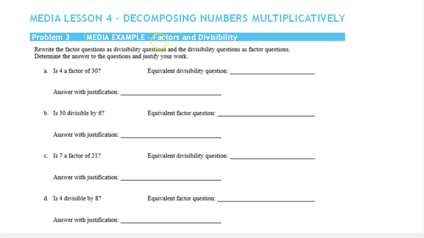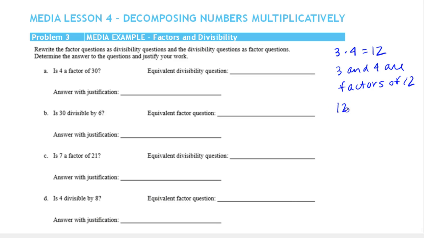In this example, we're going to look at factors and divisibility. So let's just remind ourselves what this means, and I'm going to use an example. 3 times 4 equals 12. So we call, remember from the multiplication section, we say 3 and 4 are factors of 12. Because you can multiply either 3 or 4 by another number and get the answer 12.